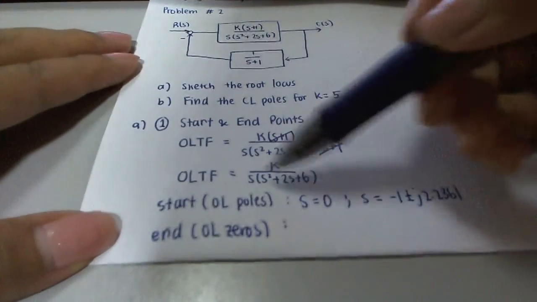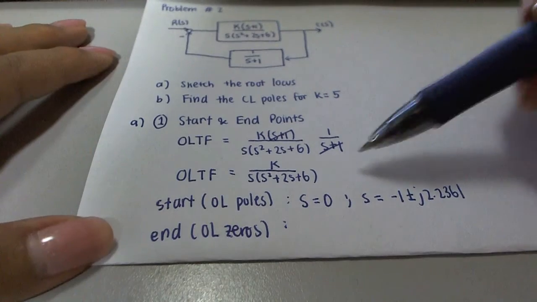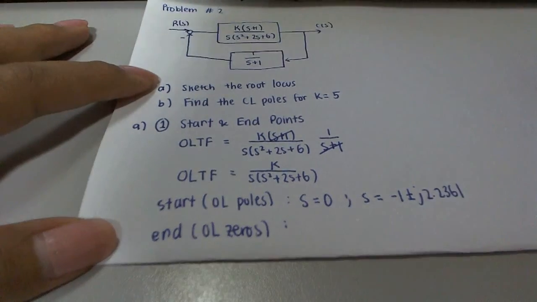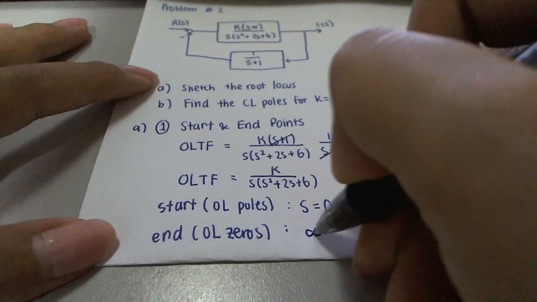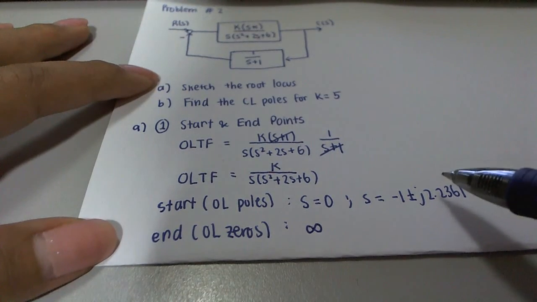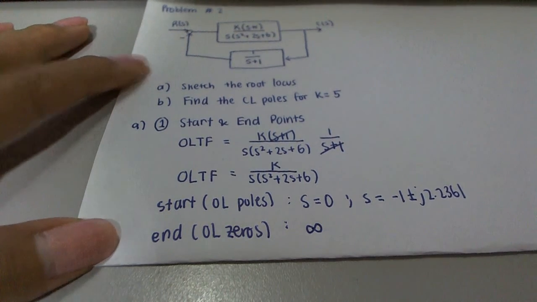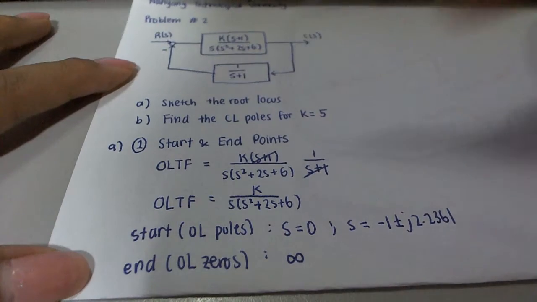Next, the ending points are at the open loop zeros. If we look at this open loop transfer function, we can see that there are no finite zeros, so the ending points will be at infinity. In this case, all three poles, or all three starting points, will end at infinity. We have completed the first part required to plot a root locus, and we're going to move on to the second part.